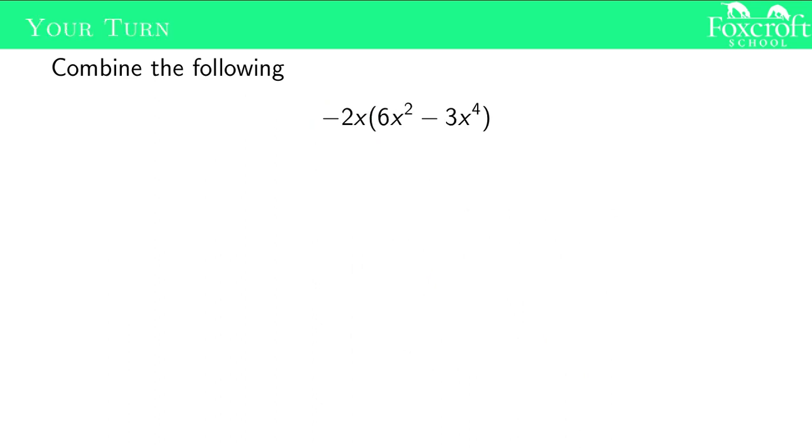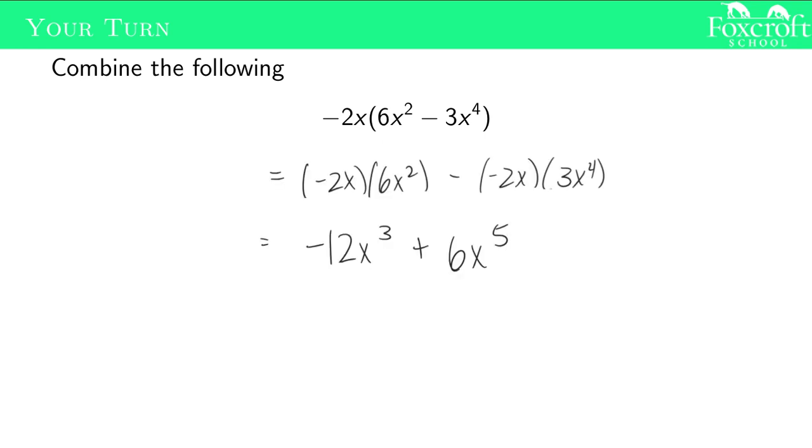And here's one for you to try on your own. And here's the final answer. Negative 2 times 6 gives us negative 12. Negative 2 times that negative, or minus 3, ends up giving us a positive 6. Then our exponents: x to the first times x squared is x cubed, and x to the fourth is x to the fifth. So it's putting everything together, distributing to both of those pieces to get our final answer.